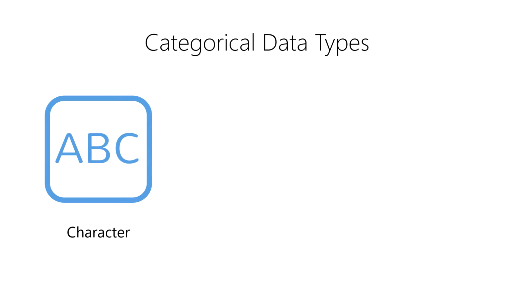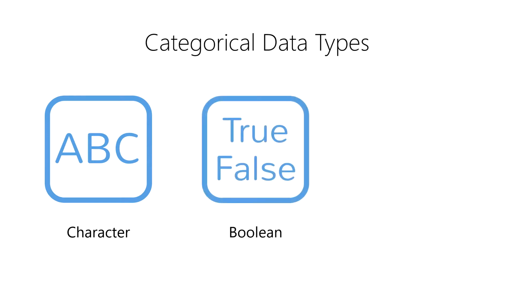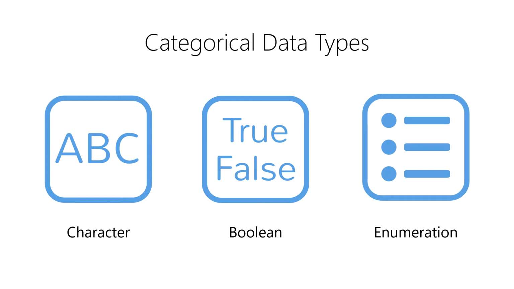Second, we have a Boolean, which represents either a true or a false value and only a true or a false value. Booleans allow us to efficiently store and process data composed of either yes or no answers. Third, we have an enumeration, which represents a set of named categories. Enumerations allow us to efficiently store and process lists of named categories that contain a high degree of duplication.